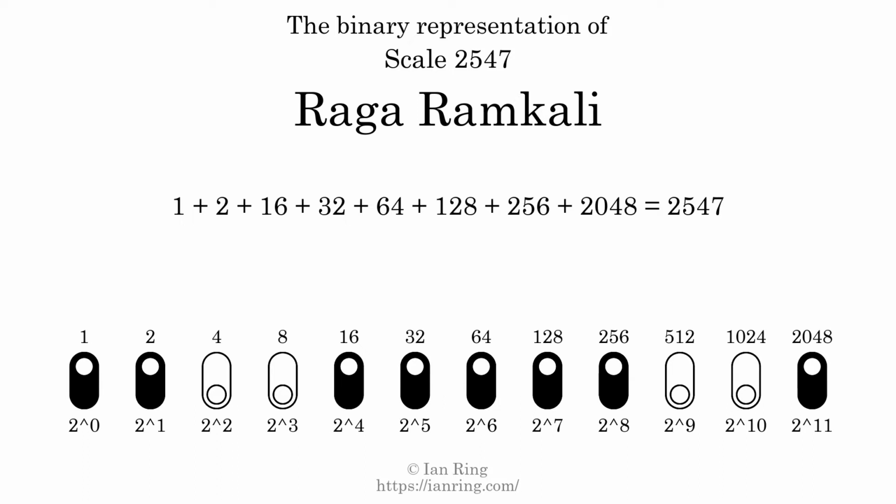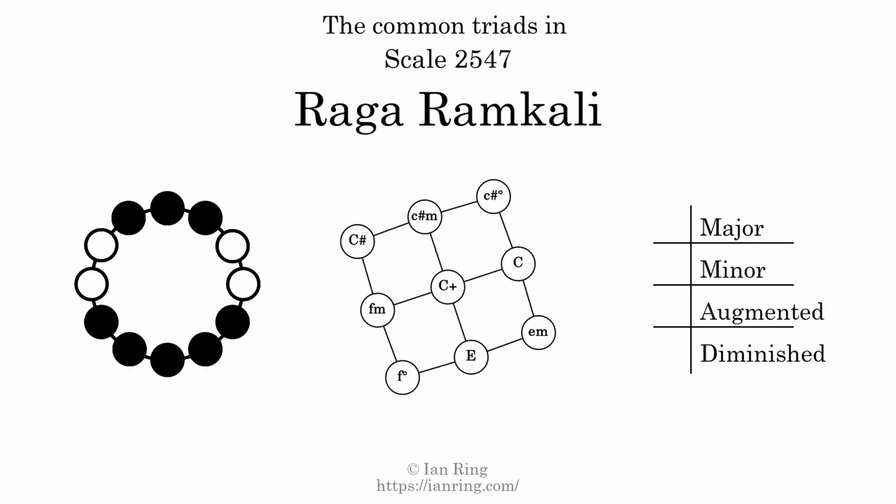That is why the scale number, in decimal, is 2547. The scale number not only enumerates the scale with a unique index, but it also literally describes the tonal content of the scale. Represented as a binary number in base 2, the scale number is 1001111110011. Here are the common triads present in this scale.